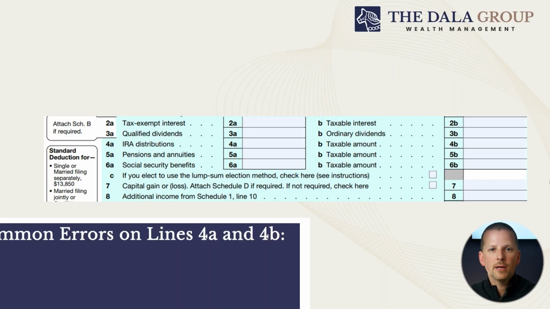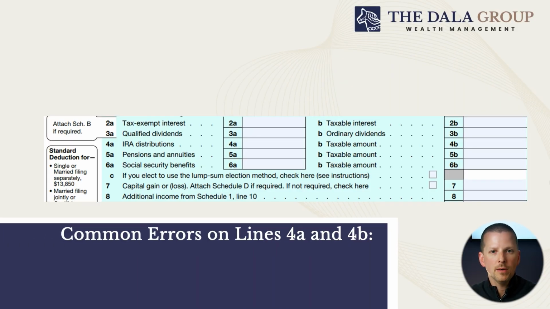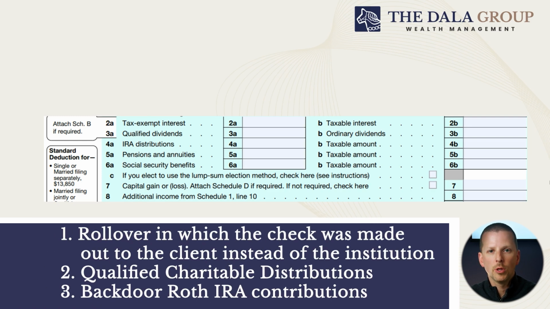We typically see errors made on lines 4A and 4B when one of the following three strategies is implemented. Number 1, rollover, in which the check was made out to the client instead of the institution. Number 2, qualified charitable distributions. And number 3, backdoor Roth IRA contributions. So let's discuss each of these items in more detail.